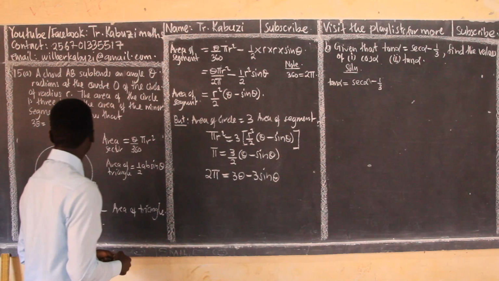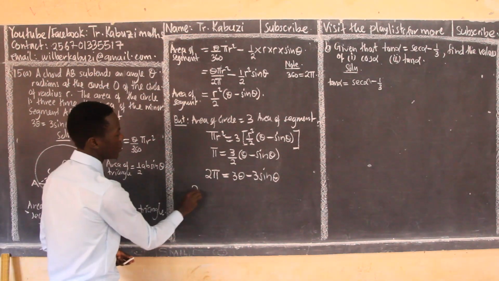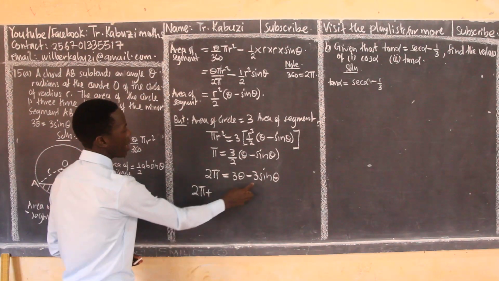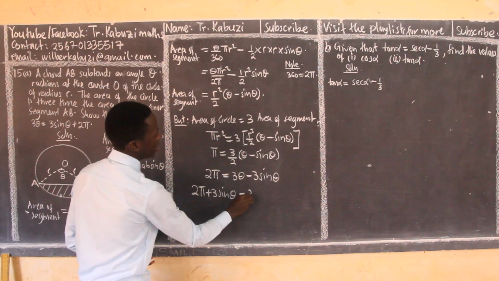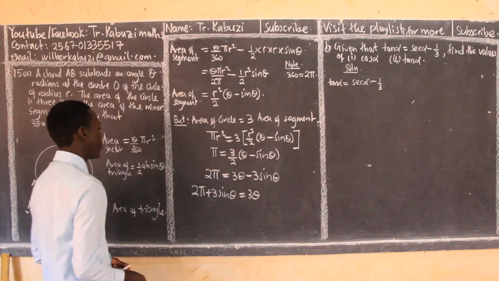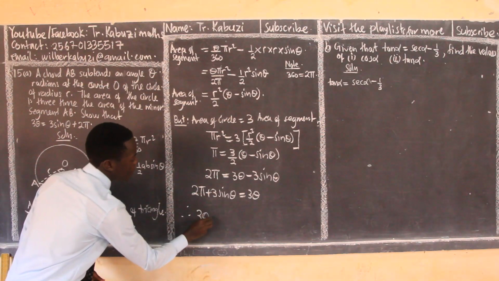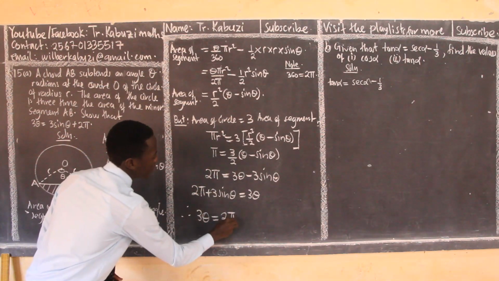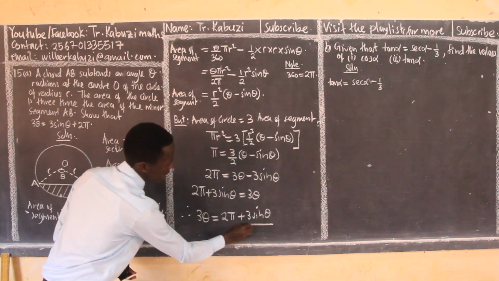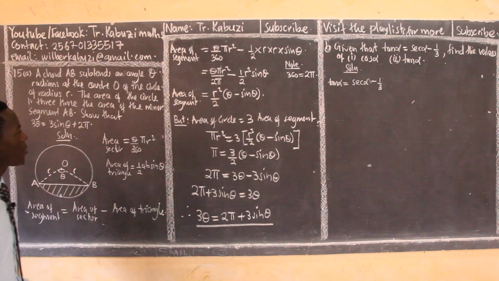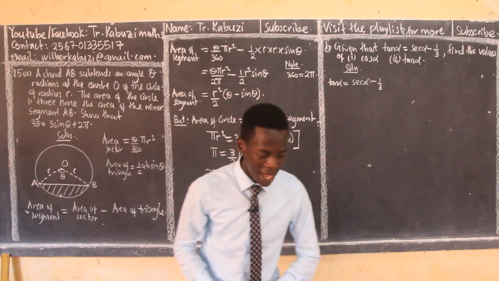And look at our proof. They made theta the subject. So this will be 2 pi plus 3 sine theta, the whole equaling 3 theta. And trivially, that's my proof. The proof is already out in that order. So that's how we had to do that proof. It was very easy.